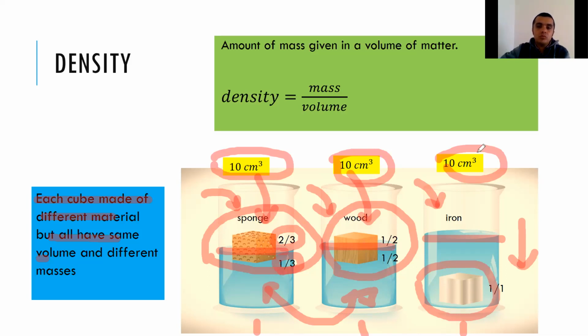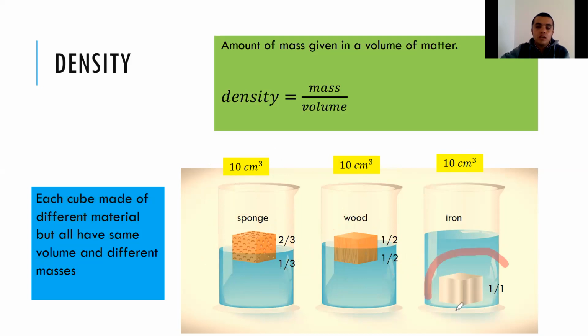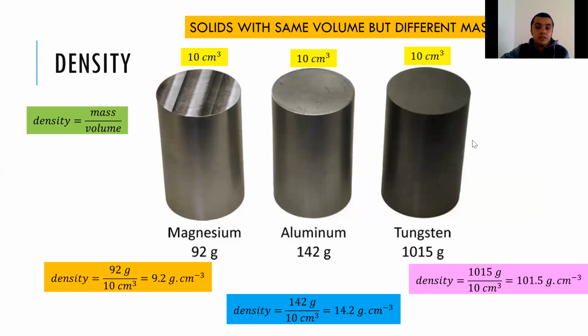So if I would like to compare the density of iron, wood, and sponge, if you put them on water, the one that sinks at the bottom has the highest density. After that, wood, because there is more amount of wood under the water than when you compare with sponge. And the last one, the lowest density, is the sponge. That's how we can compare their densities. Another way of comparing densities is this one, and I'm going to show you some calculations.